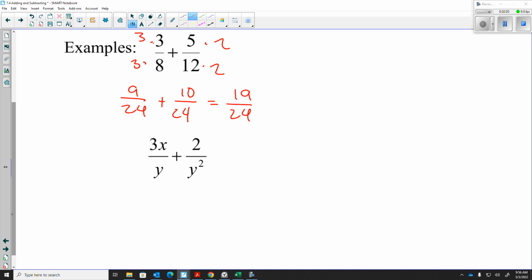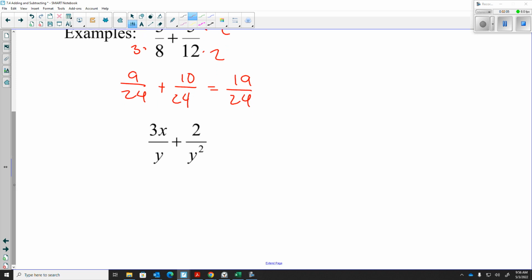Hey, what if you have this one? Are these denominators the same? No. How can you make a match? You could, but then you'd have to root this. Can you do something with this? Square it, or in this case, just multiply it by y, right? That's the same thing as squaring. So just multiply it by y.